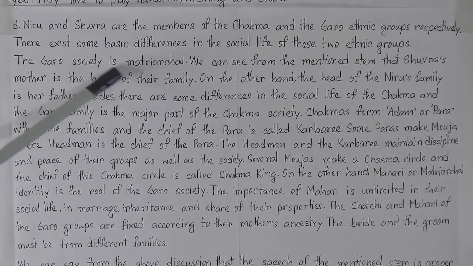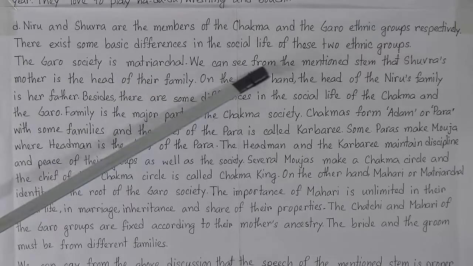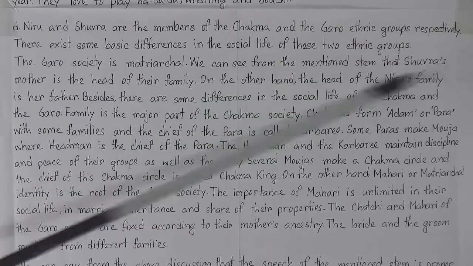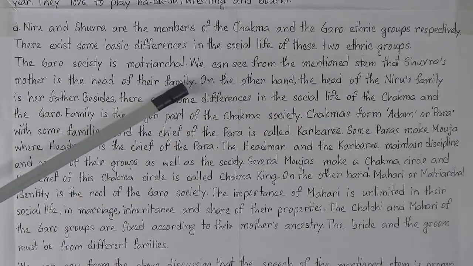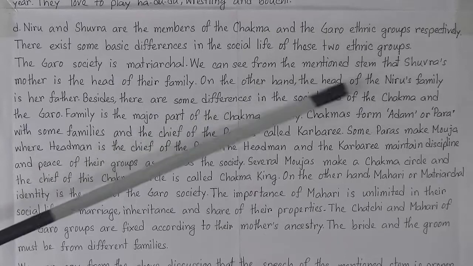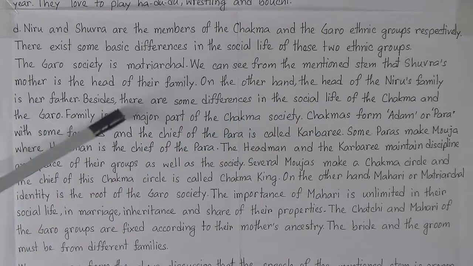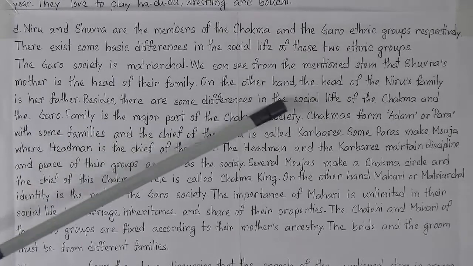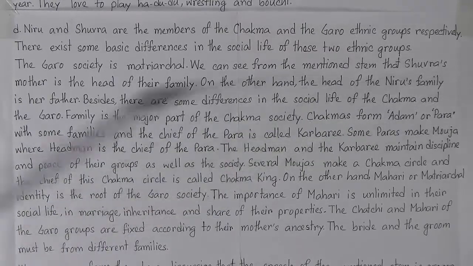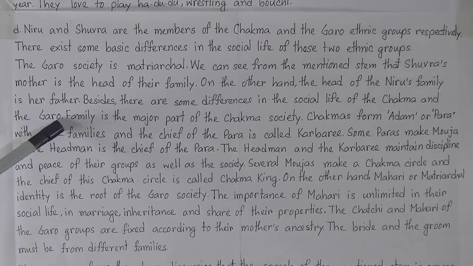And the Garo society is matriarchal. We can see from the mentioned stem that Shubro's mother is the head of their family. On the other hand, the head of Nehru's family is her father. Besides, there are some differences in the social life of the Chakma and the Garo. So what are the differences?